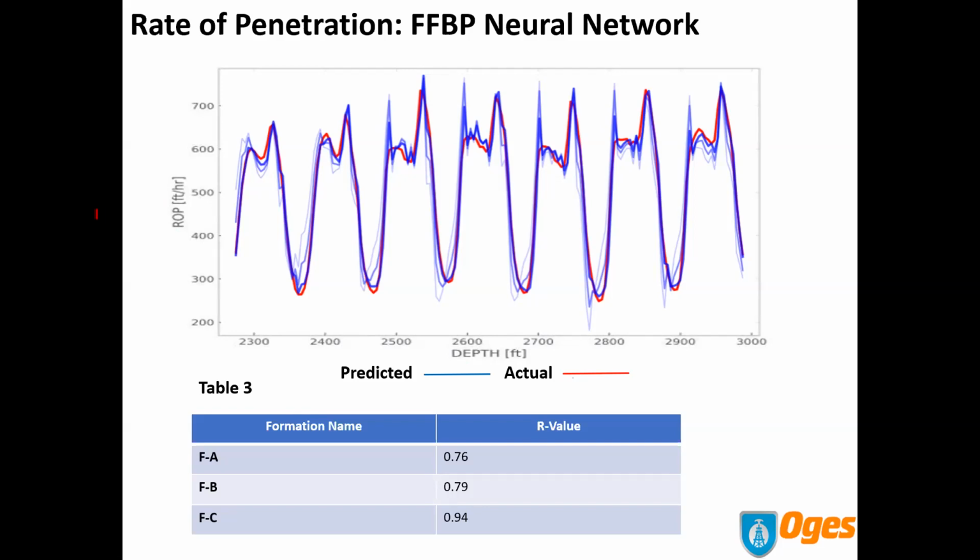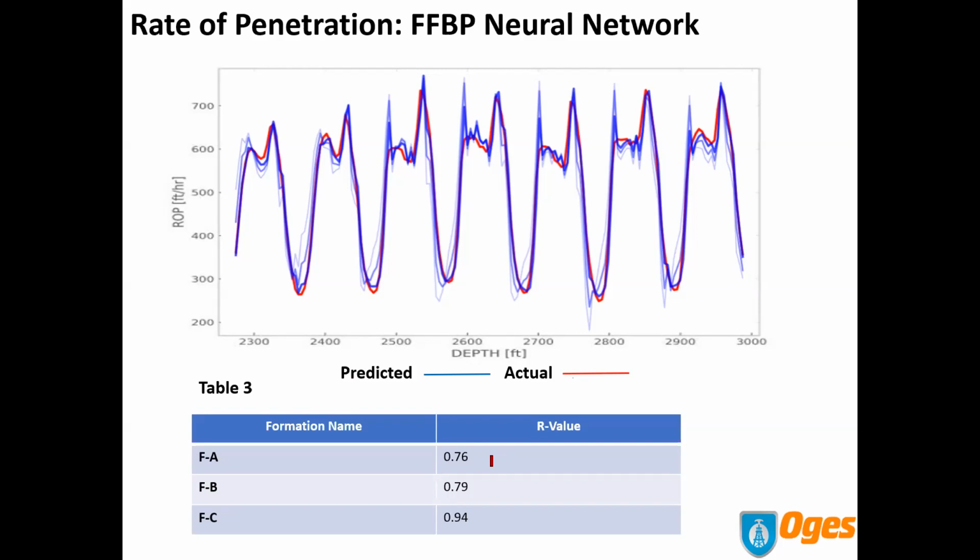So the R value between the predicted ROP and the actual ROP from the regression indicates that the predictions are not random, and infers that the neural network model predictions of this ROP are pretty much in close agreement with the actual ROP across the formation. Formation FD was not taken into consideration as its span is relatively small and the data modeling wasn't appropriate.